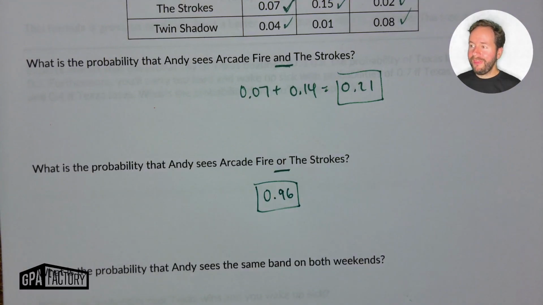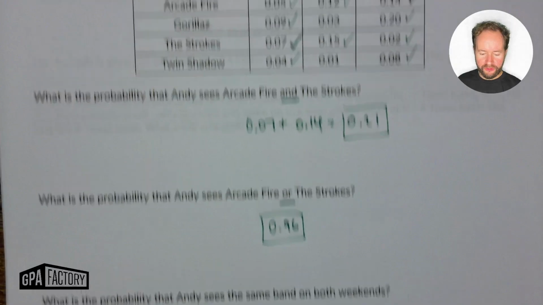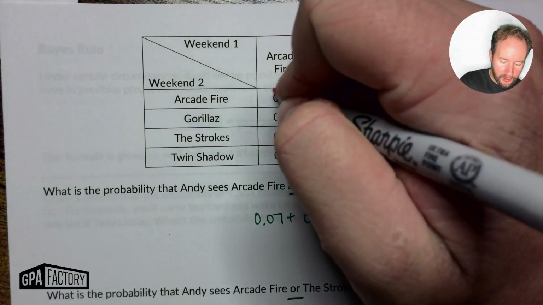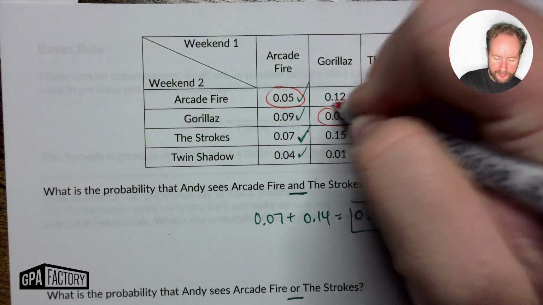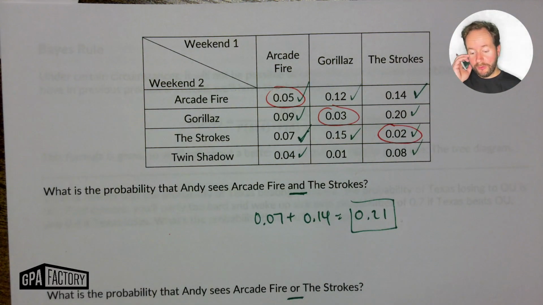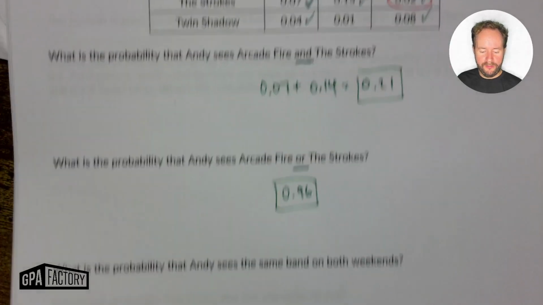All right, what's the probability that Andy sees the same band on both weekends? I wish I hadn't drawn all these check marks because now it's going to get confusing. Same band both weekends. So that would be Arcade Fire twice, Gorillaz twice, and the Strokes twice. So adding up those probabilities, 0.05, 0.03, 0.02 is 0.10.